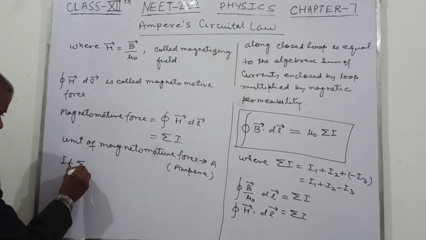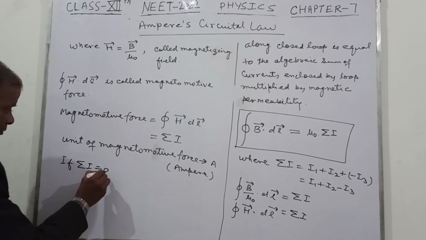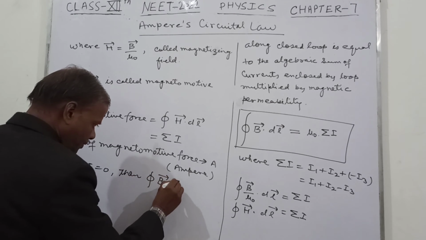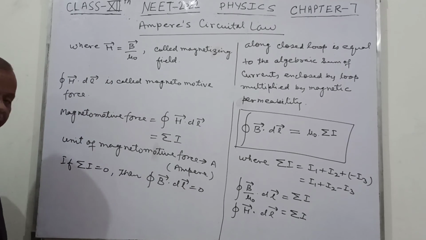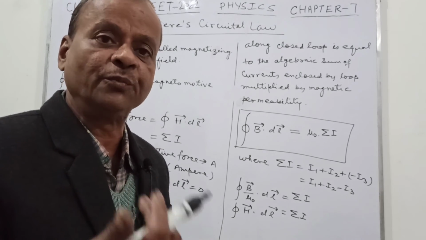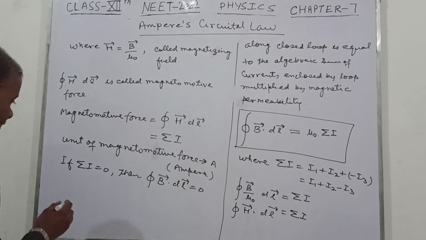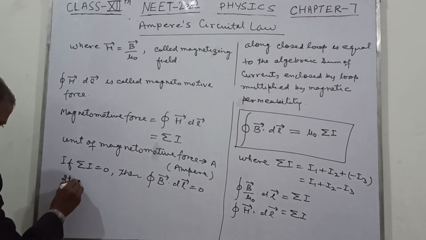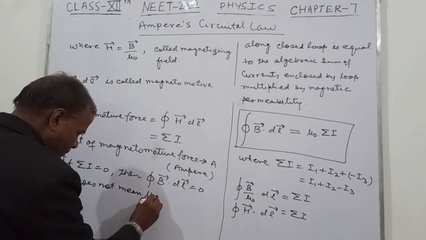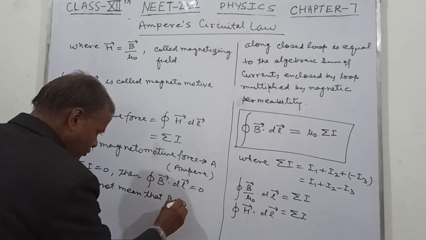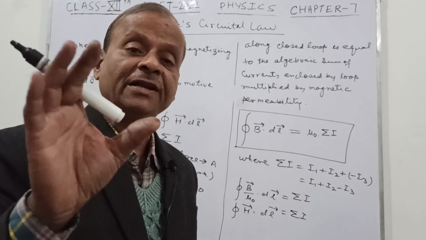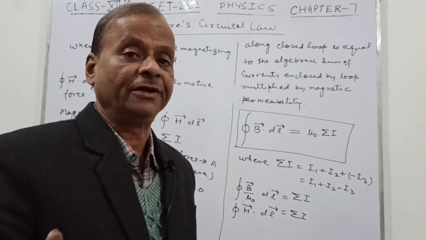If summation I is equal to 0, then integration B dot dl is equal to 0. If this integration B dot dl is equal to 0, it does not mean that there is no magnetic field. It does not mean that B is equal to 0. So the sum of the currents is 0, but the magnetic field is not 0. There will exist a magnetic field.